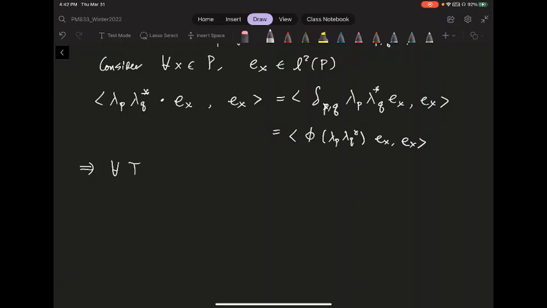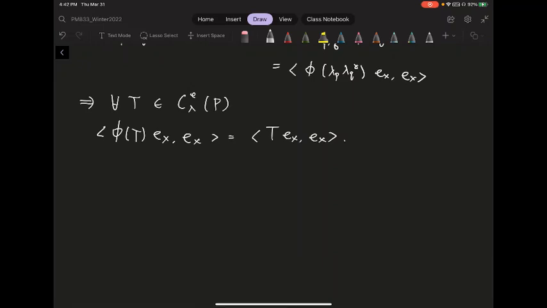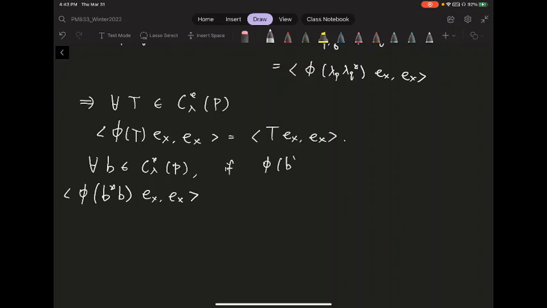In other words, for every t inside the reduced C star algebra of P, phi of t applied to ex, inner product with ex, is the same as t of ex inner product with ex. Well, this is very nice. Now let's see why this phi has to be faithful. For every b inside your C star lambda of P, consider b star b, and apply phi of that to ex, inner product with ex. If phi of b star b is equal to 0, then that certainly equals 0. But that implies that b star b of ex inner product with ex is equal to 0 as well.